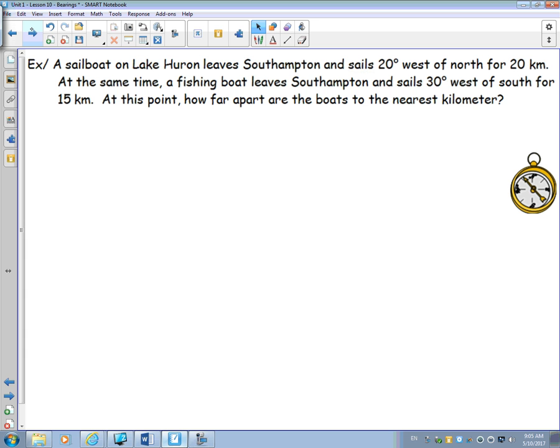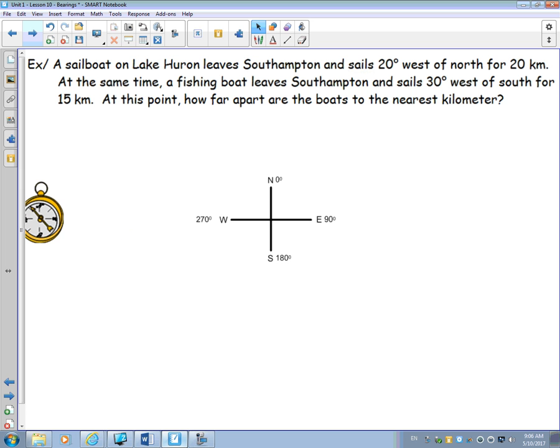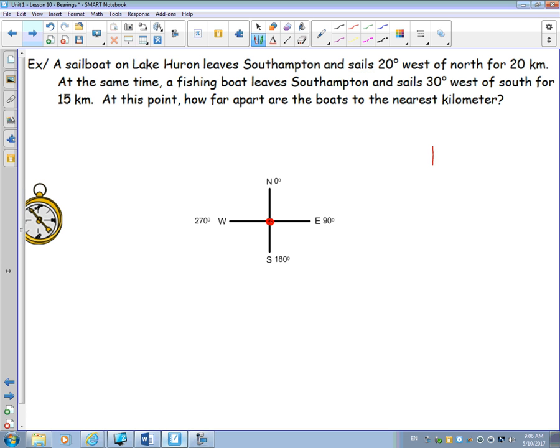So let's take a look at some examples. A sailboat on Lake Huron leaves Southampton and sails 20 degrees west of north for 20 kilometers. As soon as I see bearings, I need myself a compass. Southampton has to be our starting point, where we're coming from. We want to go 20 degrees west of north. In other words, I want to start at north and go 20 degrees towards the west. That would look like this. I'm doing it for 20 kilometers, and we know this angle in here has to be 20 degrees.